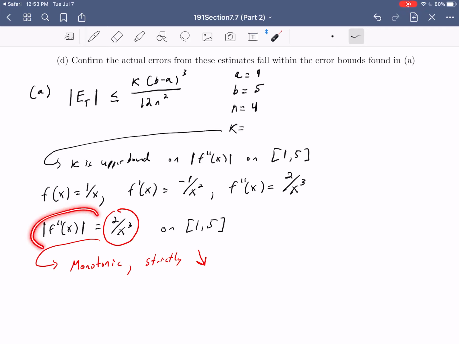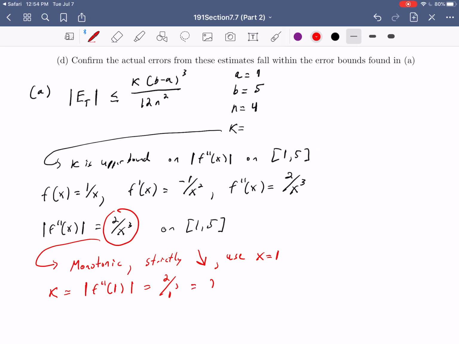Remember, we want the largest possible value. So since it's going to get smaller as we plug in larger x's, we want to plug in the smallest possible x. Well, the smallest possible x on our interval is at x equals 1. So we're going to use x equals 1. So our k here is going to be equal to the absolute value of the f double prime at 1, which of course is going to just be 2 over 1 cubed, which is going to be 2. So we now know that our k is going to be equal to 2 here.